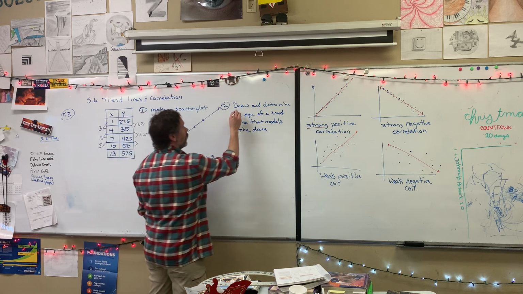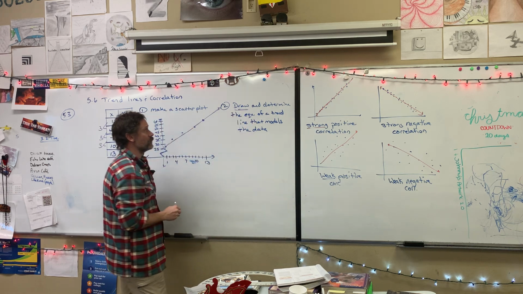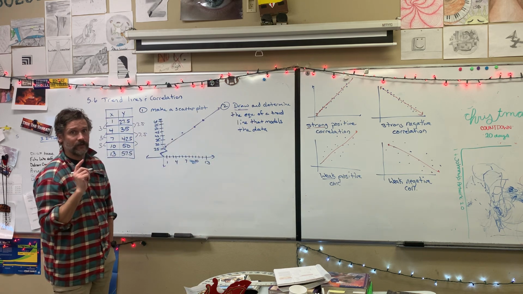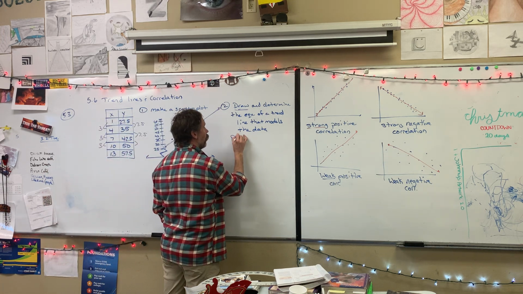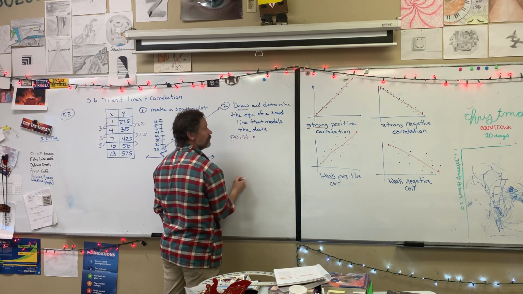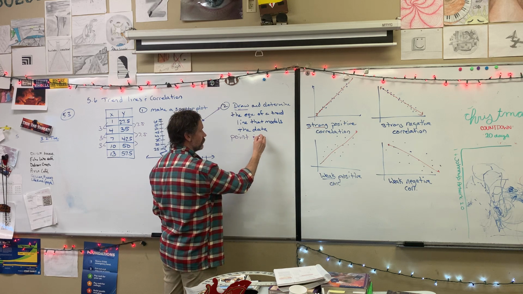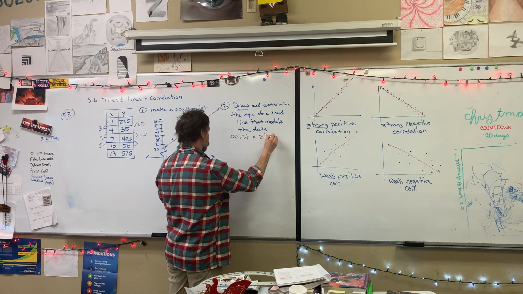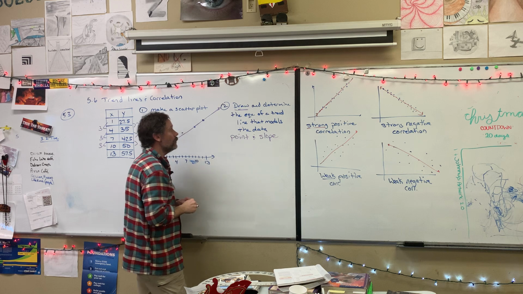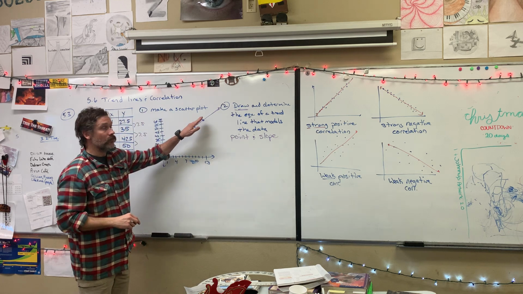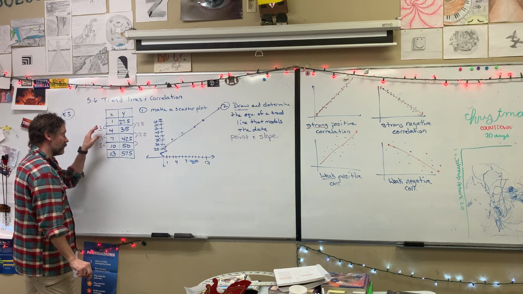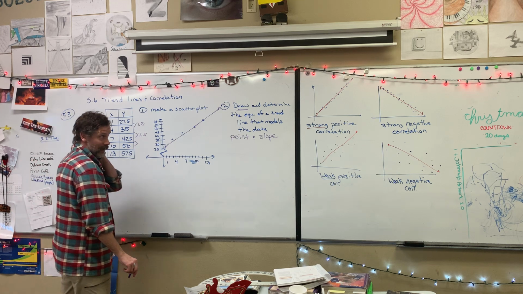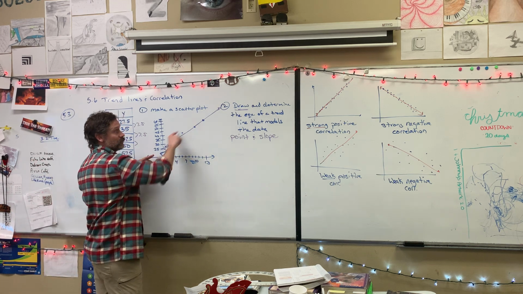So here I've drawn my trend line, done. Now it says determine the equation of the line that models the data. To find the equation of the line, we've talked about it: you need a point and a slope. They did not give you the slope, but what they did give you is a bunch of points.